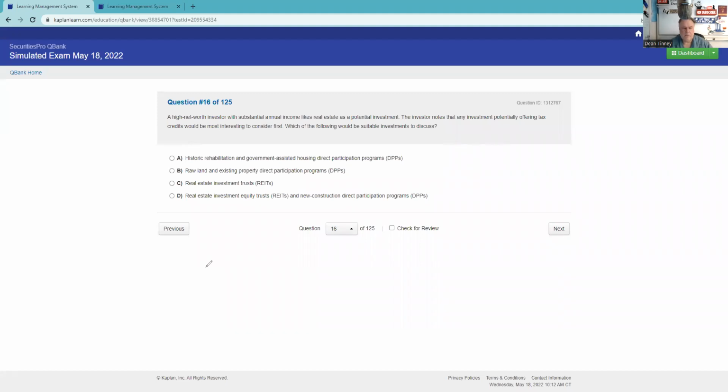A high net worth investor with substantial annual income likes real estate as a potential investment. The investor notes that any investment potentially offering tax credits would be most interesting to consider first. Which of the following would be suitable investments to discuss? I like this. You need to know a credit is a dollar for dollar whack out of your tax bill. And this is an aim and shoot, point and click test question. So boom, make sure you do that.